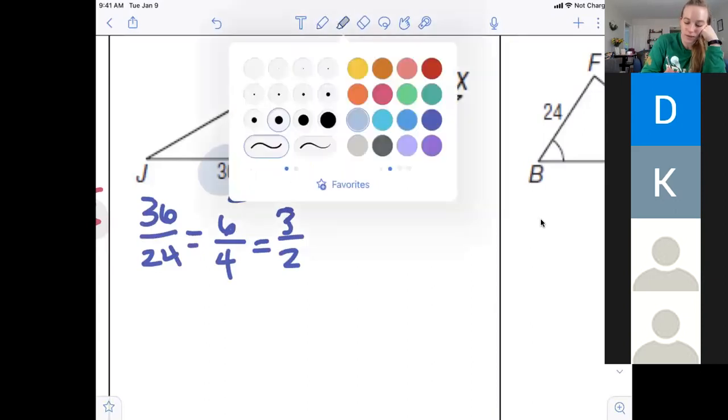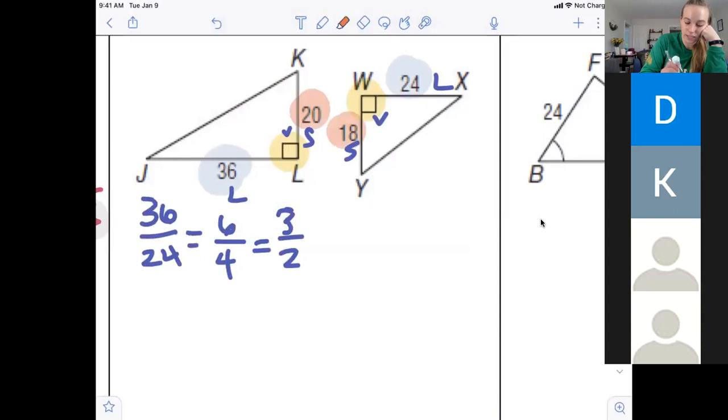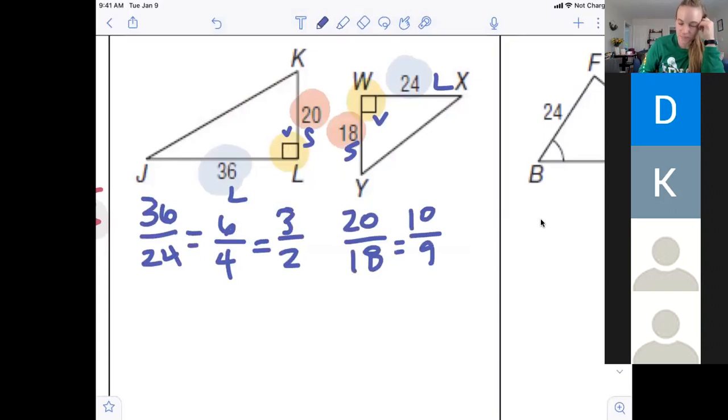Now I need to try the other one. I need to do 20 over 18. I want it to equal 3 over 2. All right, 20 and 18 both have a common factor of 2. Okay, so I get 10 over 9. Okay, that's as simple as that gets. Ooh, wait. But is that the same thing as 3 over 2? Is it the same scale factor?